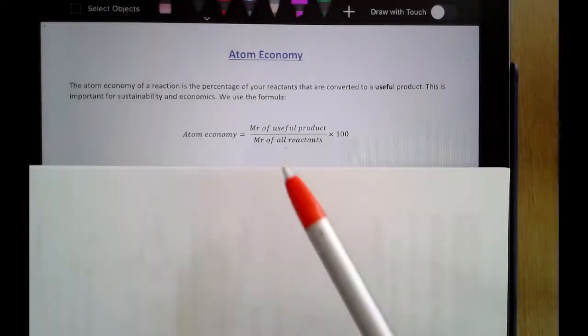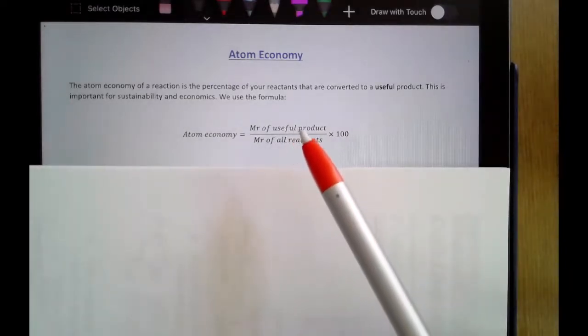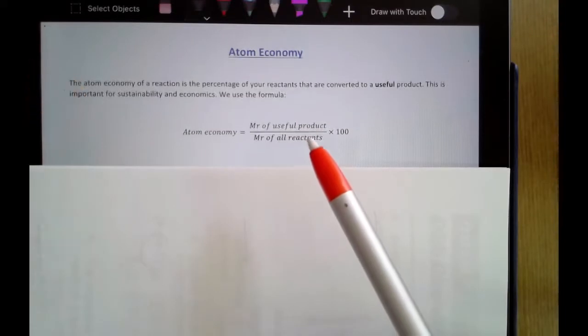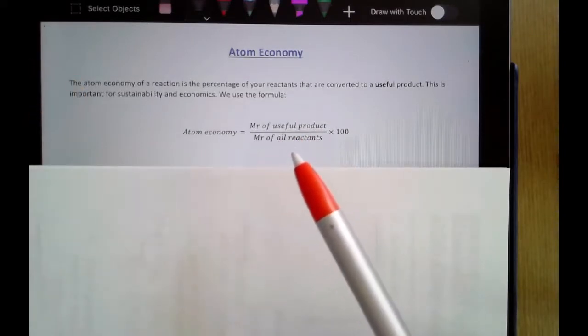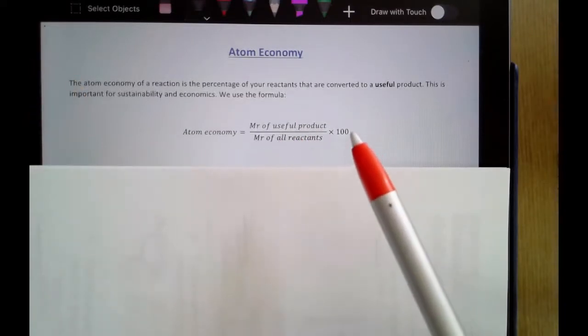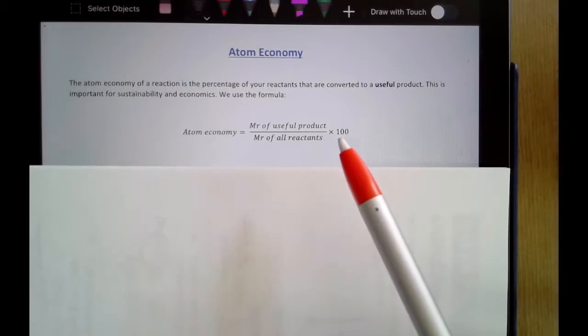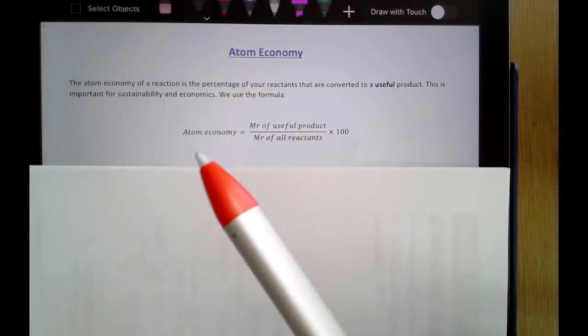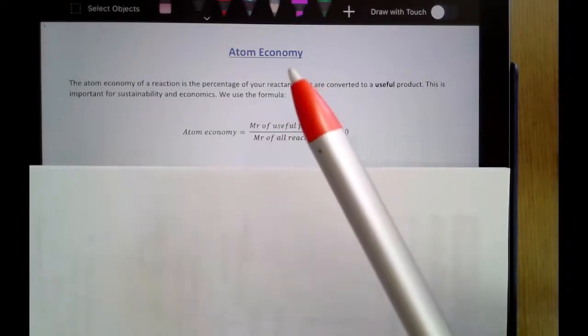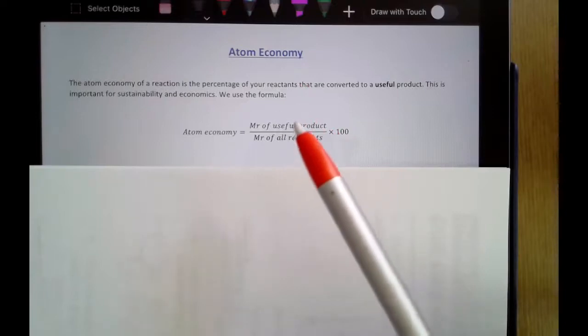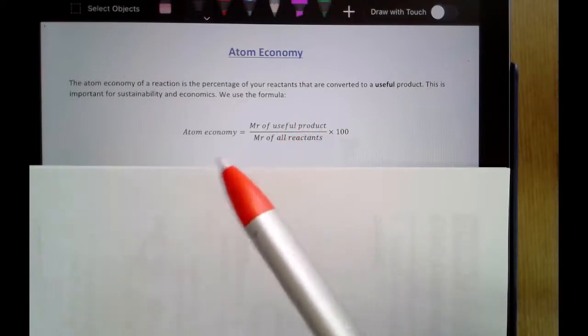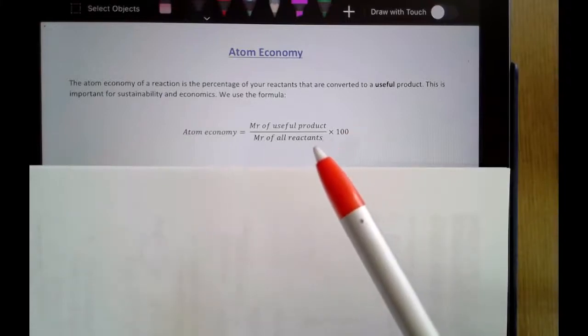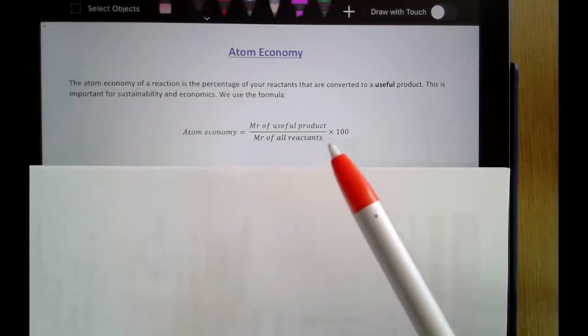So you get the formula mass of your useful product, the product that you are actually trying to make, and you divide it by the formula mass of all of your reactants and you multiply it by 100. And what atom economy is concerned with is how many of the atoms from your reactants end up in the product you are trying to make compared to how many atoms from your reactants end up in a useless side product that you are not trying to make.